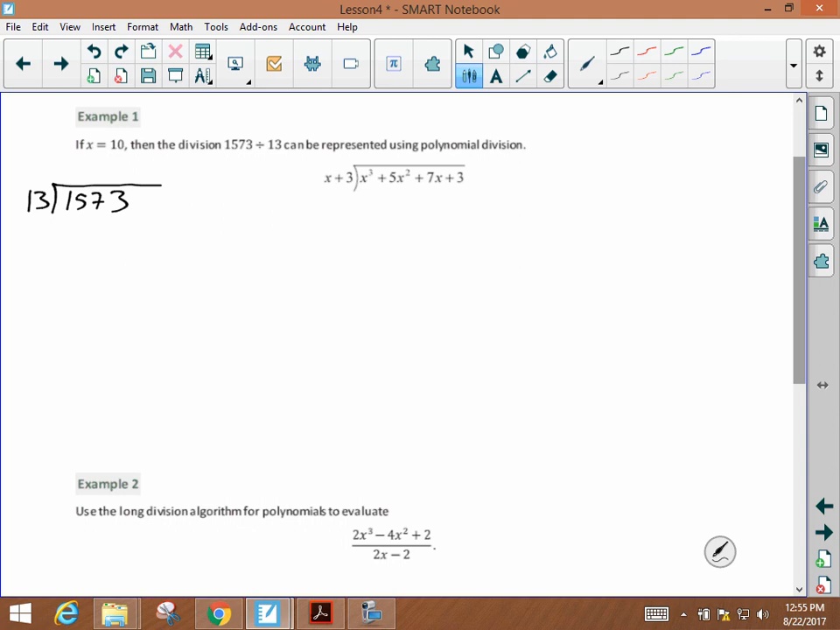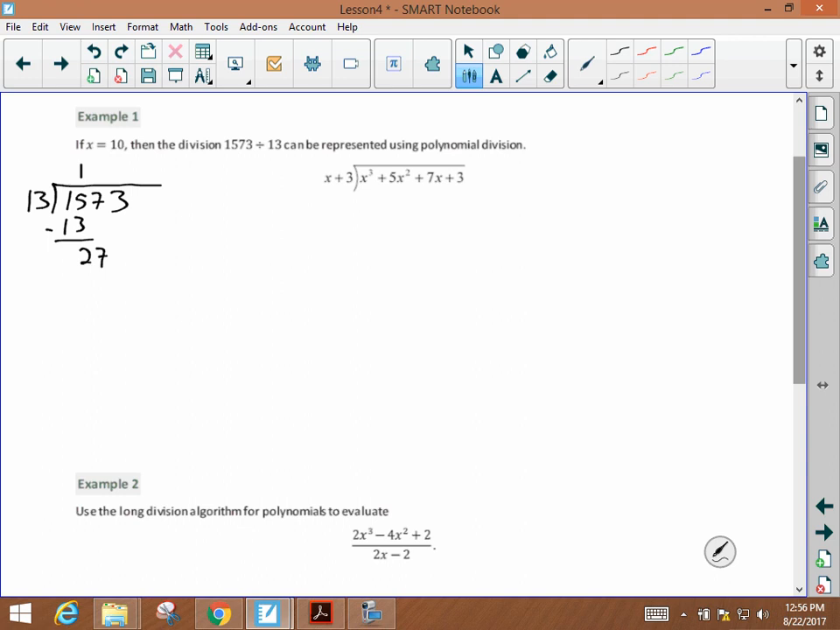And you remember how we did this? It's been a long time probably since you've done some long division. But we're going to say, hey, 13 goes into 15 one time. I got a 13 down here, right? Because 1 times 13 is 13. And then I go ahead and subtract, right? 15 minus 13 is 2. And I drop down the 7.